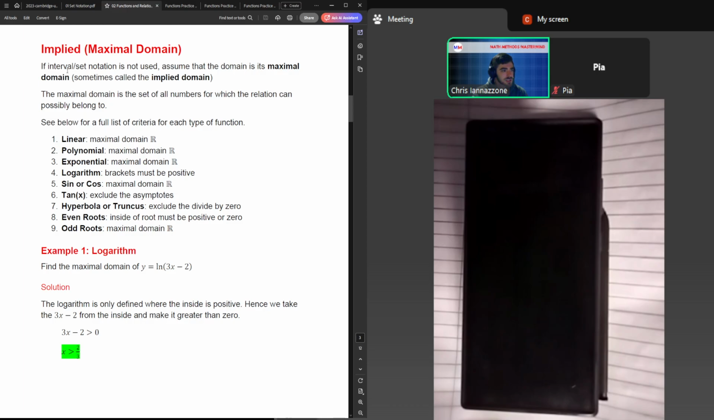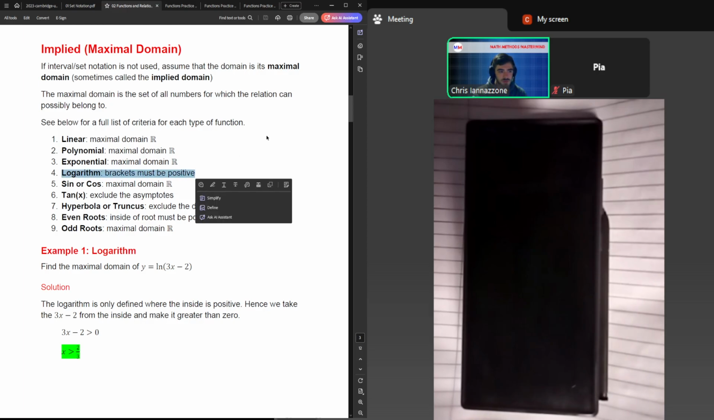Where things get a bit trickier is calculating implied or maximal domains, which simply just means all the possible x values that a function can have. I've since created a list of all the typical criteria for each individual function for what those maximal domains are going to be. So anything like linear, polynomial, exponential, those are going to have maximal domains of all real numbers. There isn't really anything you can plug into any of those types of functions that would cause it to break, mathematically speaking.